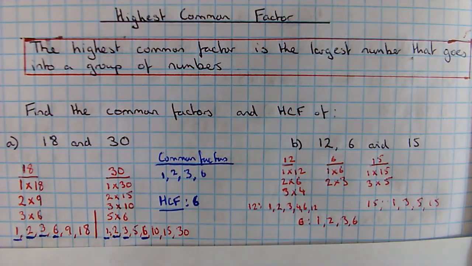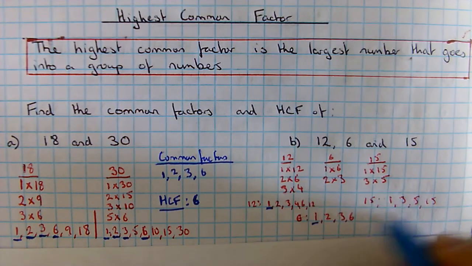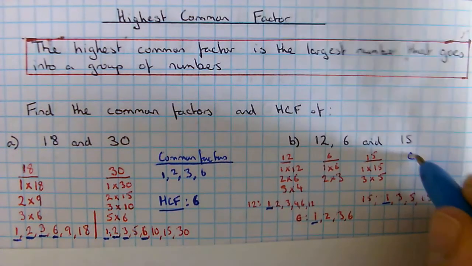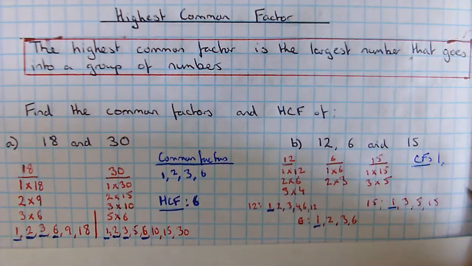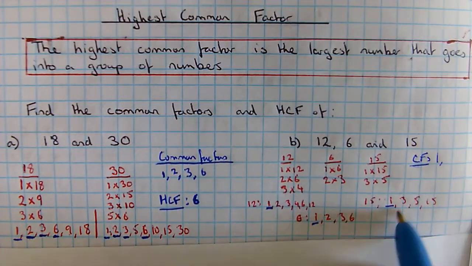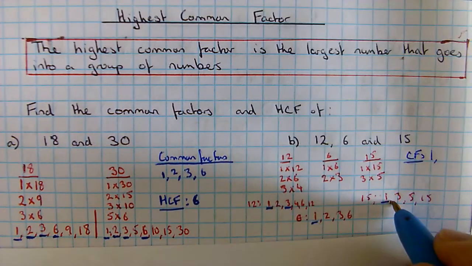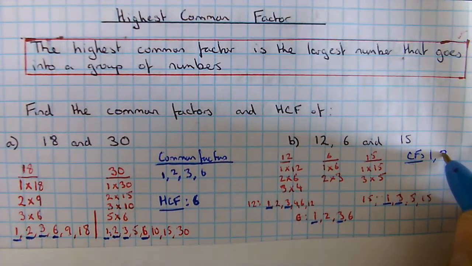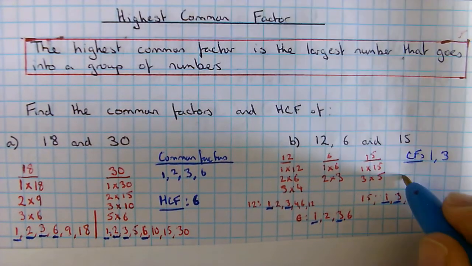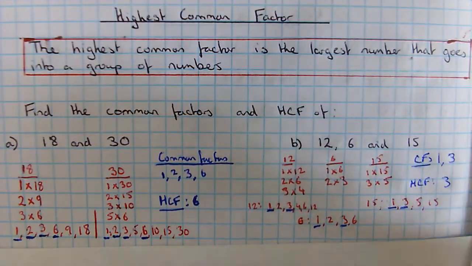So my common factors, the only things which are in all lists: 1 is in all of my lists. So my CFs are 1. Well, 2 is in both these lists, but not in this one. 3 is in all of these lists. And those are the only numbers which are in all the lists. So the highest common factor is going to be 3.